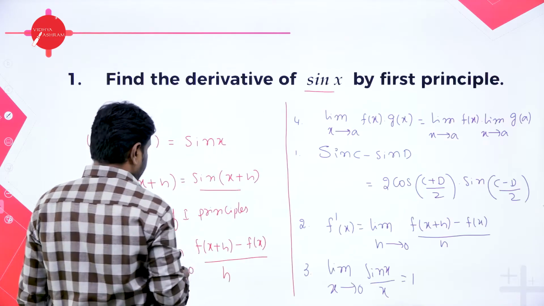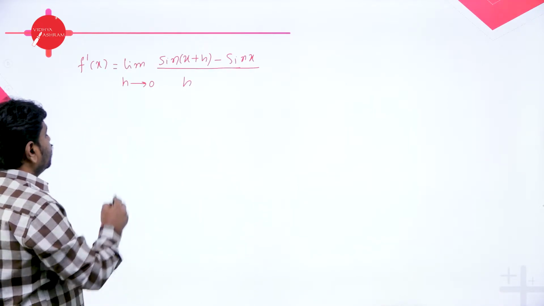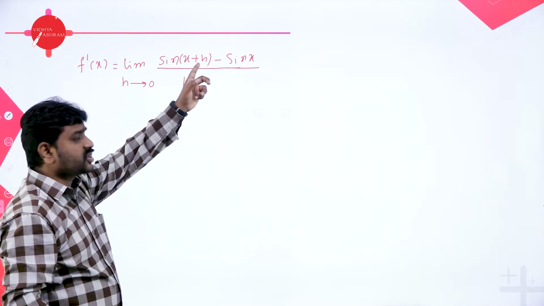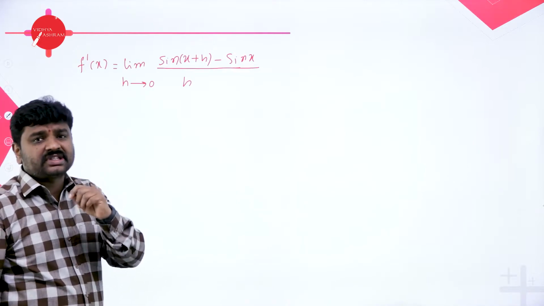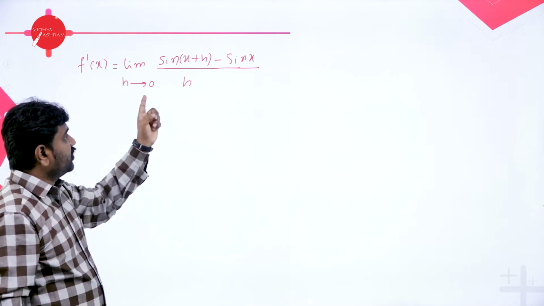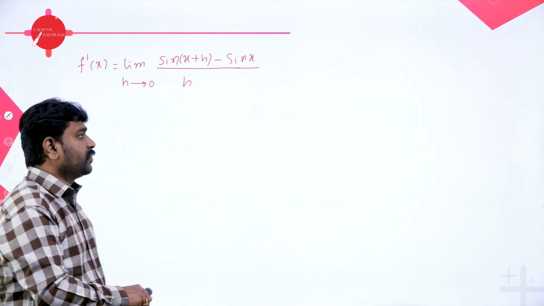divided by h. So now further, in the place of h if you put 0, this will become x plus 0 is x. So it will become sin x minus sin x. You know sin x minus sin x is 0 and denominator also becomes 0. Suppose in the place of h if you put 0, it will become 0 by 0. So directly we cannot apply limit.